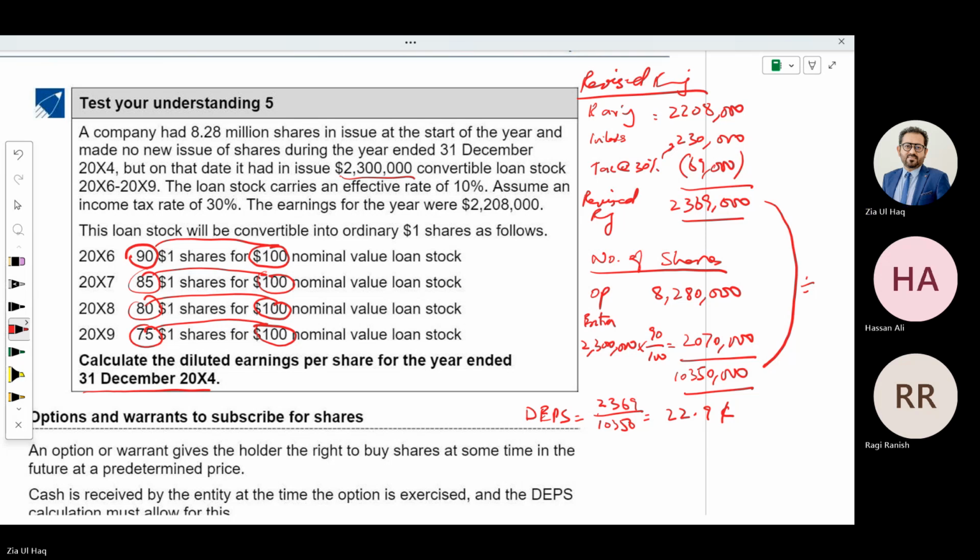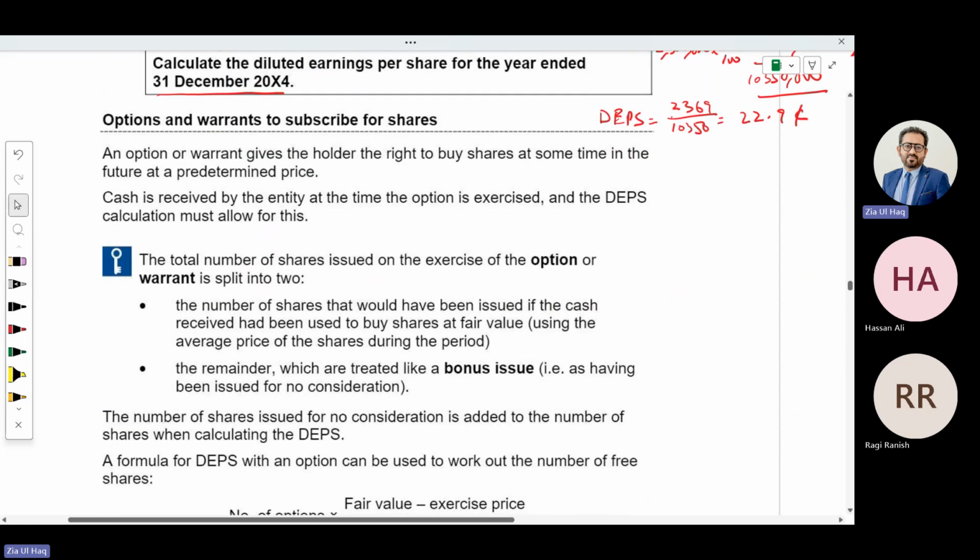Okay, shall we move forward? Just one last topic. If there is any option or warrant. Option means you have signed a contract that in future, they can take this number of shares at this value. Option means either they will take or will not take. Normally, we offer below market rate. So the one you have signed a contract with will have the option to either take the share or not. But as you have signed the contract, there is a chance the future share count will increase.